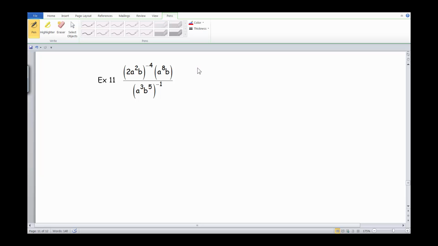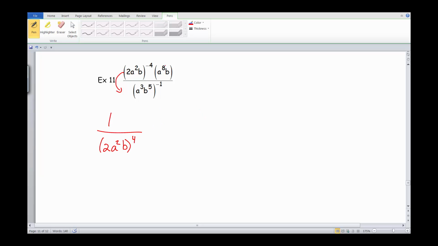Here we are at example 11 from our 5.1 notes. We're asked to simplify the following expression. Now, in just looking at it, we notice that this entire first piece does have a negative exponent. So instead of distributing that -4 to all those pieces, we're going to throw this entire thing onto the bottom and then change that to a +4 exponent. So we end up with 1 over 2a squared b raised to the +4.